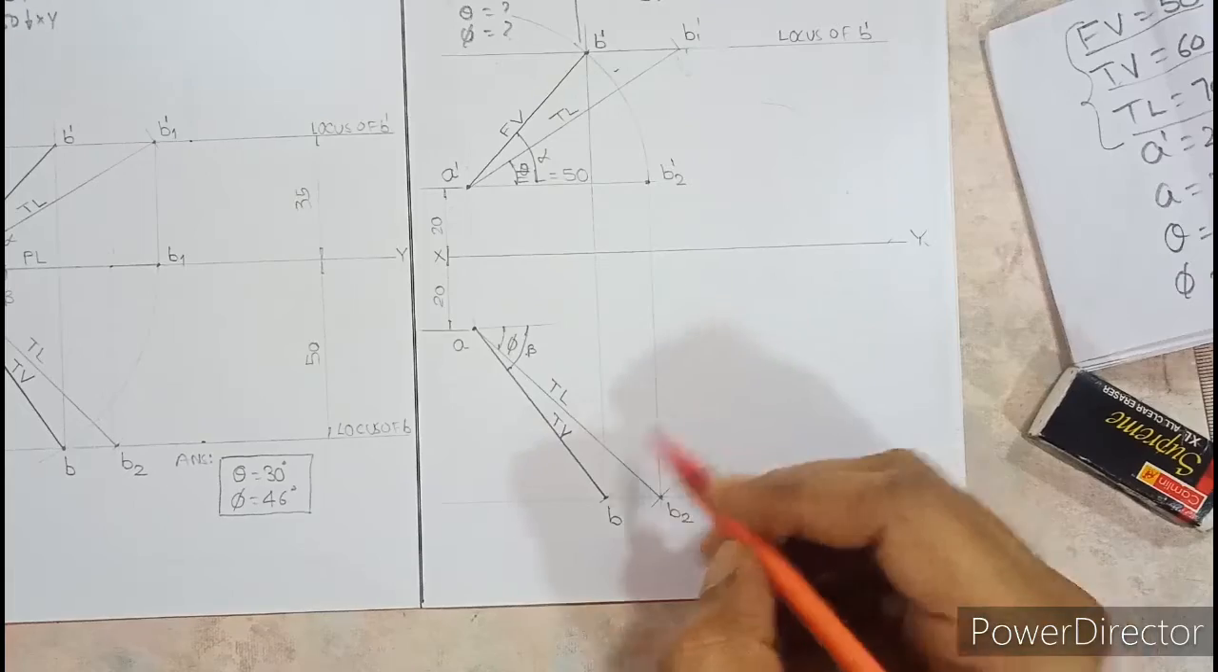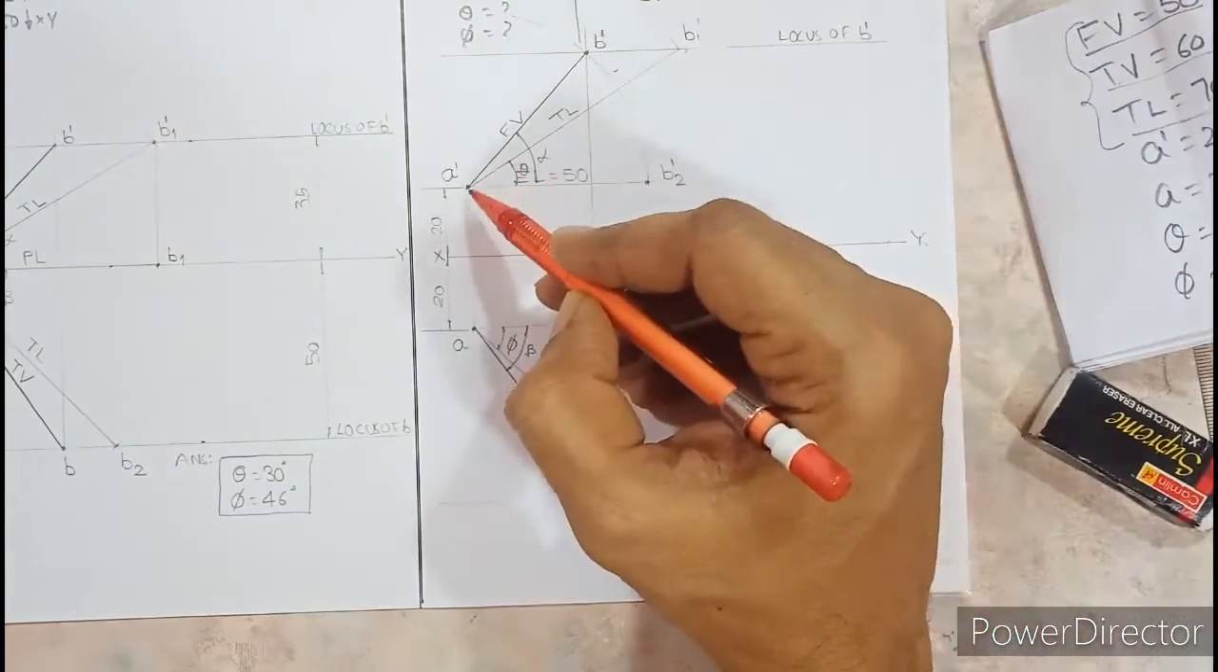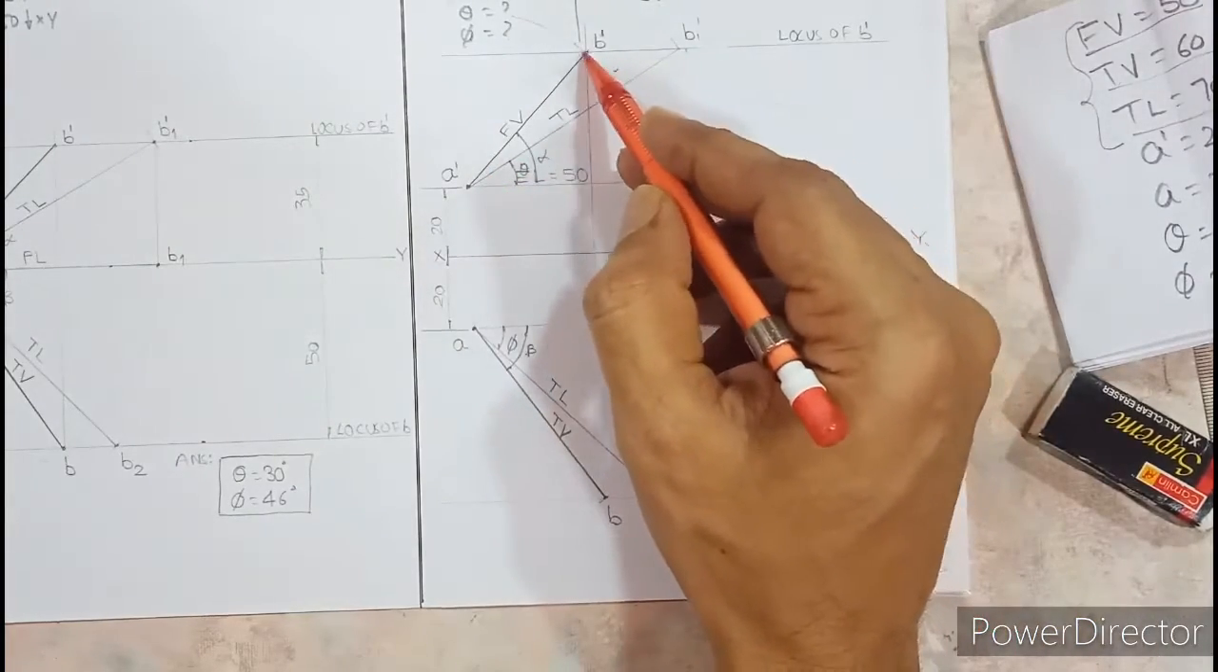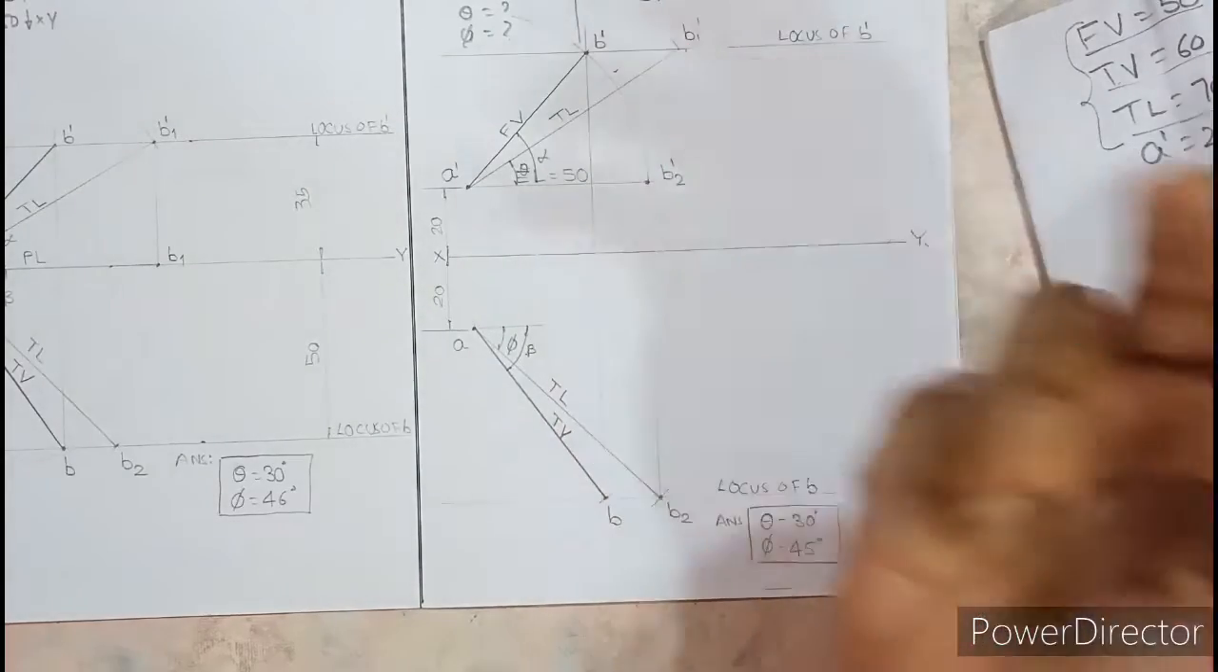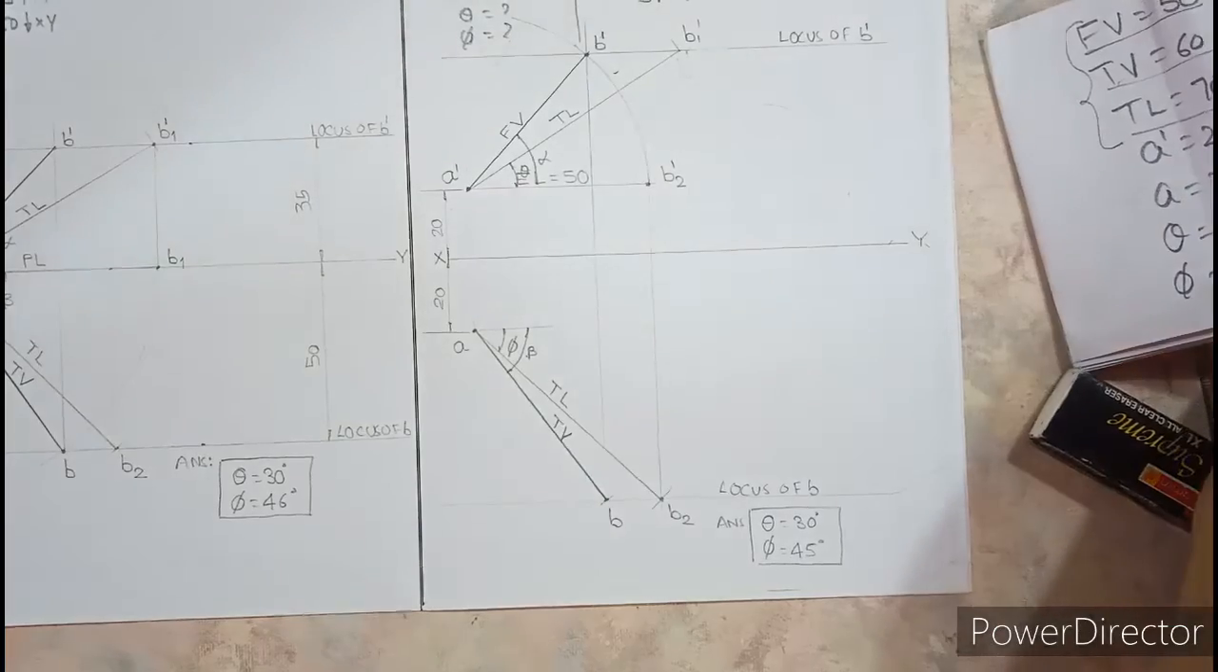But still you can verify by operating the next tool. See here, in this case you operated the front view, right? So the front view was rotated. So if you want to verify your answer, you rotate the top view and project. It should match with B1 dash. That's all.